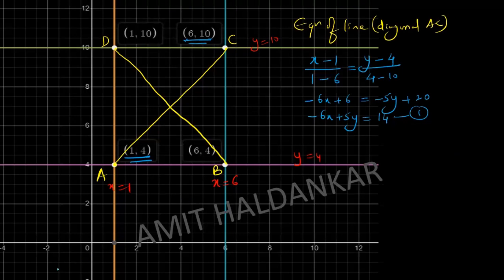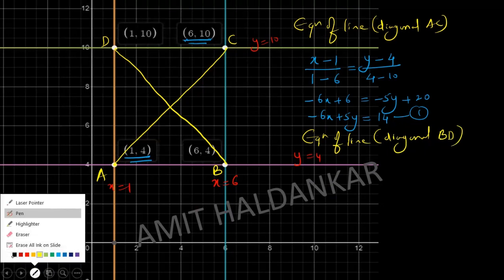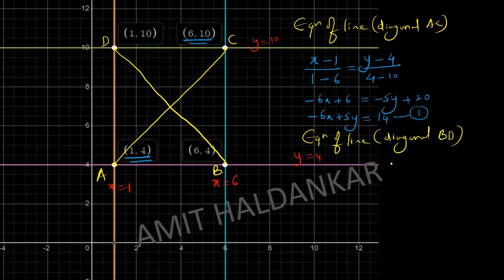The second equation, that is the equation of the line that is diagonal BD, can be given by the same formula. Now let's see how to get the equation of diagonal BD. x1, y1 is (6, 4), and x2, y2 is (1, 10). So (x minus x1) upon (x1 minus x2) is equal to (y minus y1) upon (y1 minus y2).